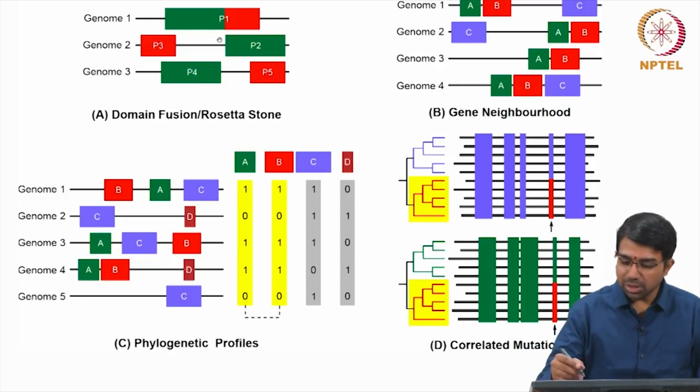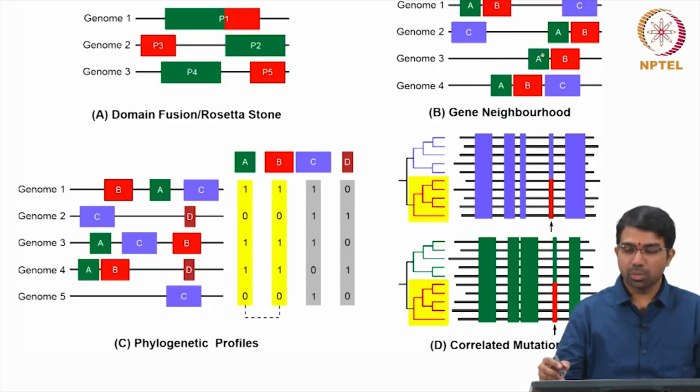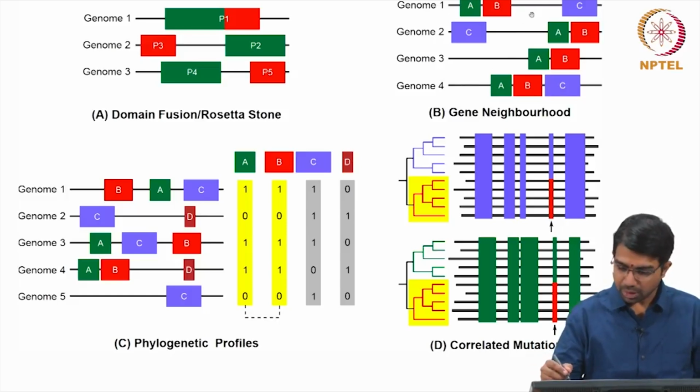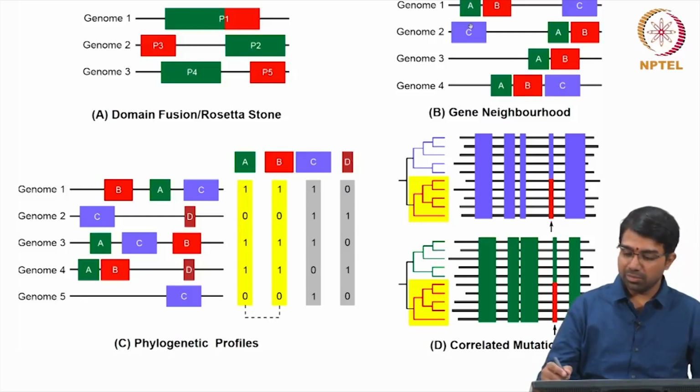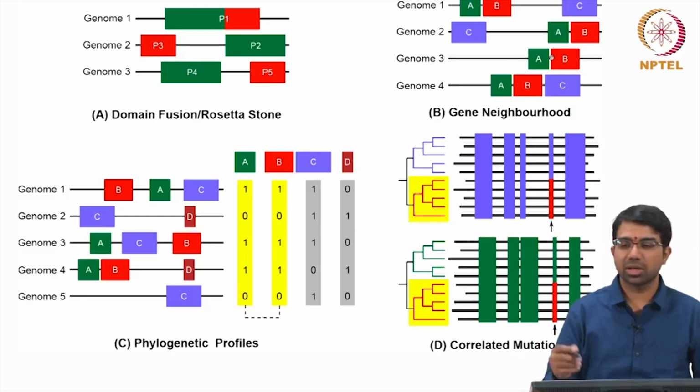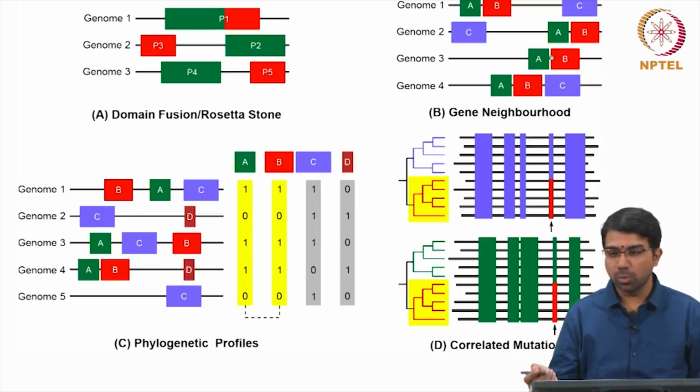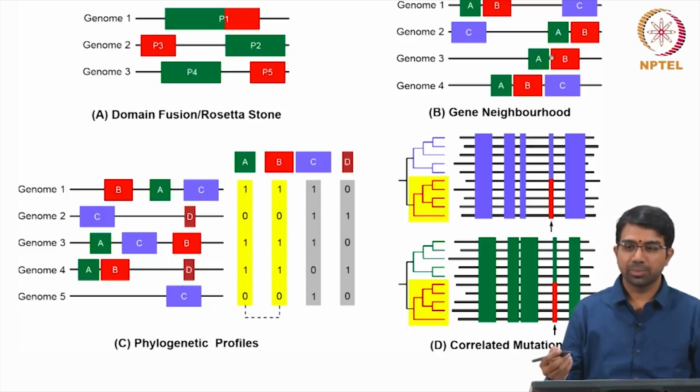The next concept involves gene neighborhood. So what we find is that some proteins share the same neighborhood. So if you see A and B always occur in the same neighborhood, C may or may not occur with A and B, but when A occurs, B always occurs somewhere close to it. So they could be in the same operon or whatever.